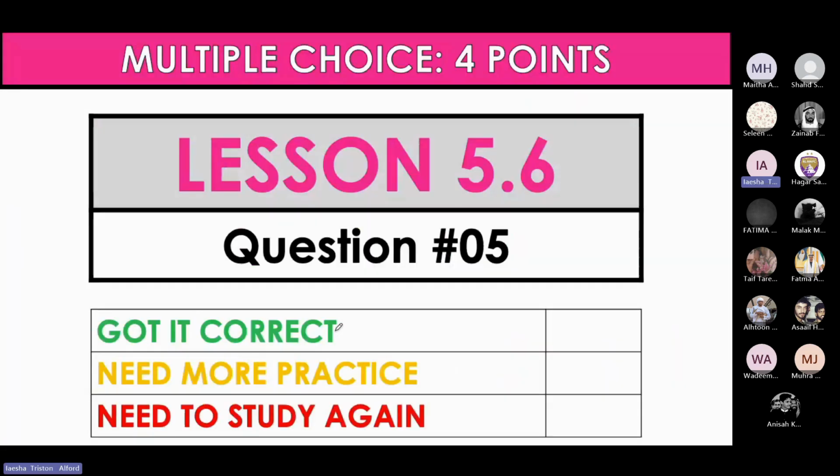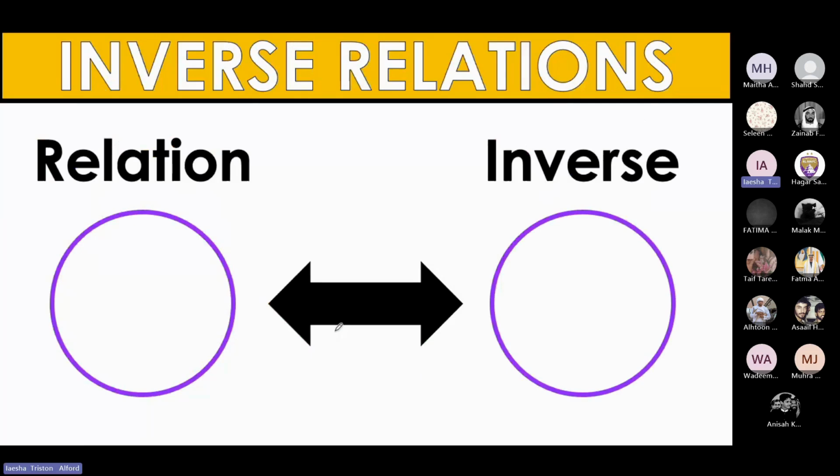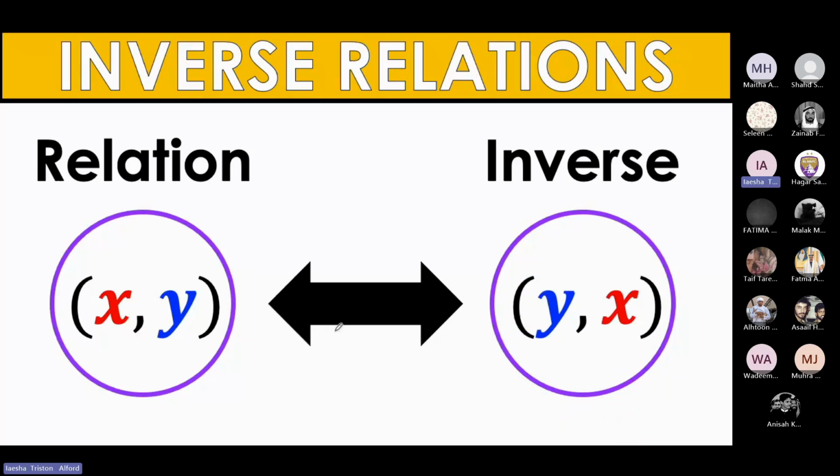Question number 5 is from lesson 5.6. Lesson 5.6 is about inverse relation. Anybody remember what is the relation? Yes. Relation is X and Y, and inverse is Y and X. Correct. So the relation is the one you've always been doing a long time, X and Y. If they ask you for the inverse, you need to change the Y and the X.